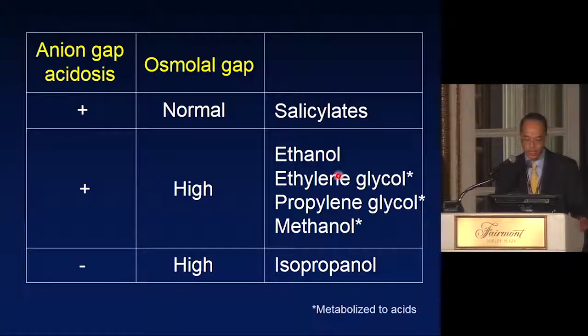Ethanol, ethylene glycol, propylene glycol, and methanol all can cause both a high osmolar gap and an anion-gap acidosis. By contrast, isopropanol causes an osmolar gap, so it's also a small alcohol, but it's not metabolized to an acid. That's the exception. This is the one that doesn't cause an anion-gap acidosis. So if you see a case where there's no acid-base disturbance, but just an osmolar gap, you would suspect isopropanol. And just for completeness, salicylates don't change the osmolar gap, but they do cause an anion-gap acidosis.